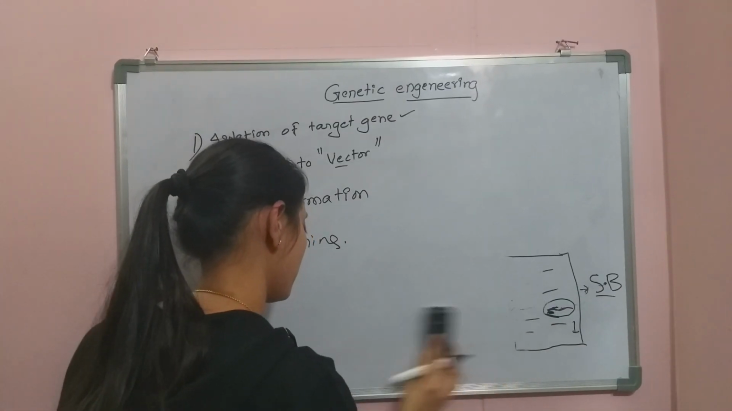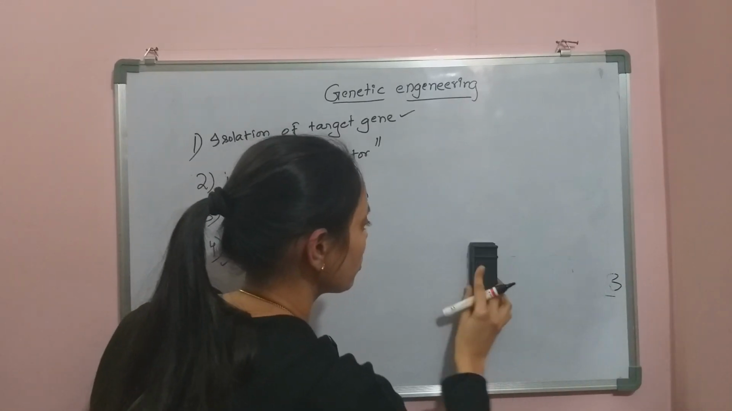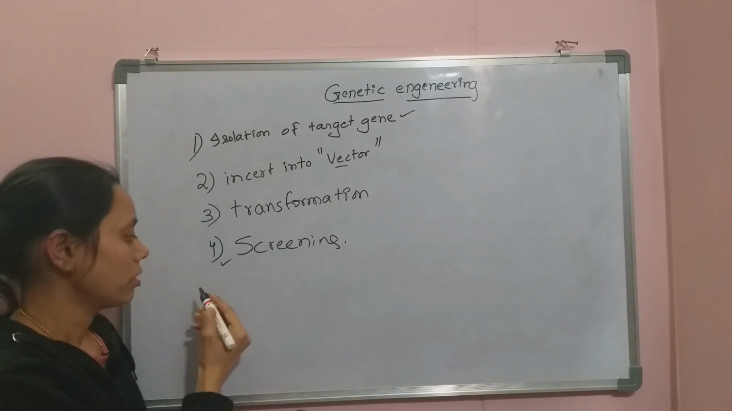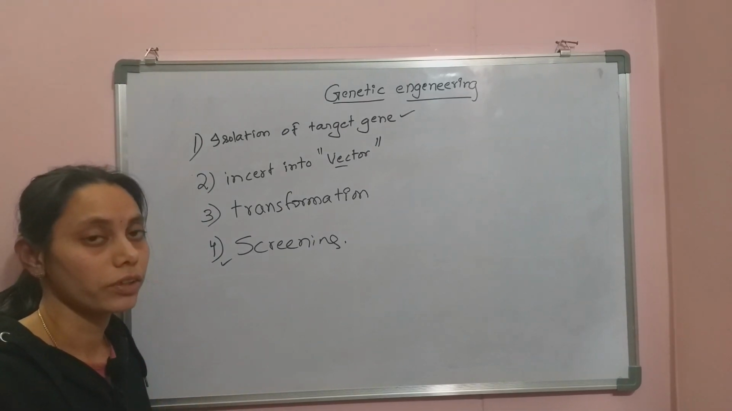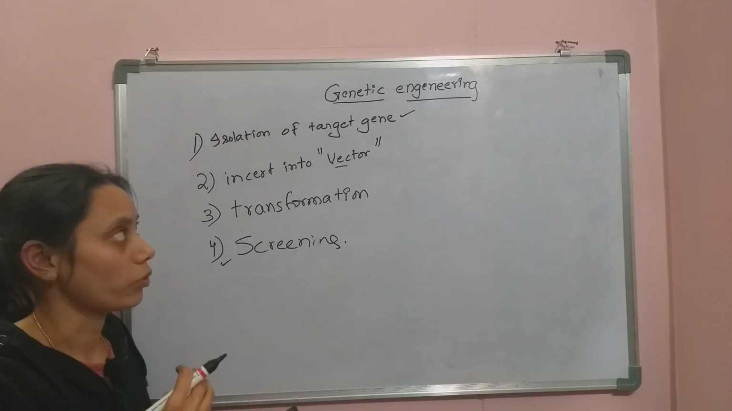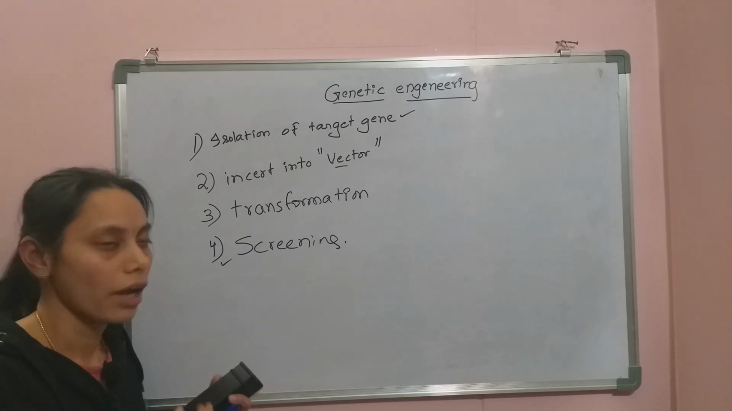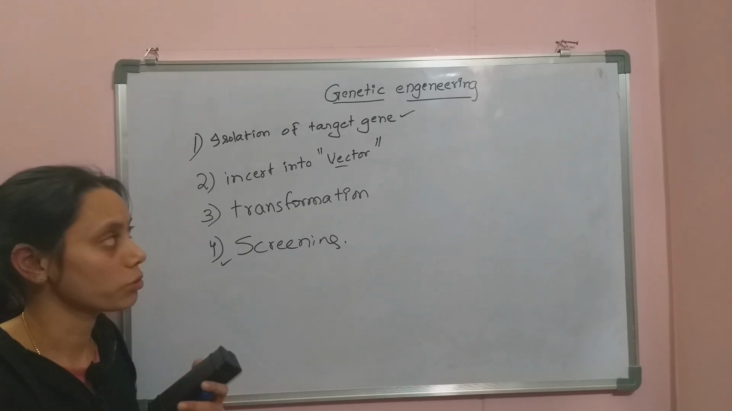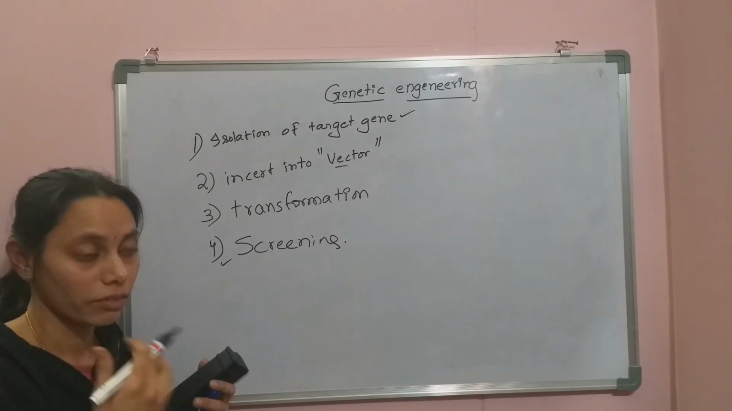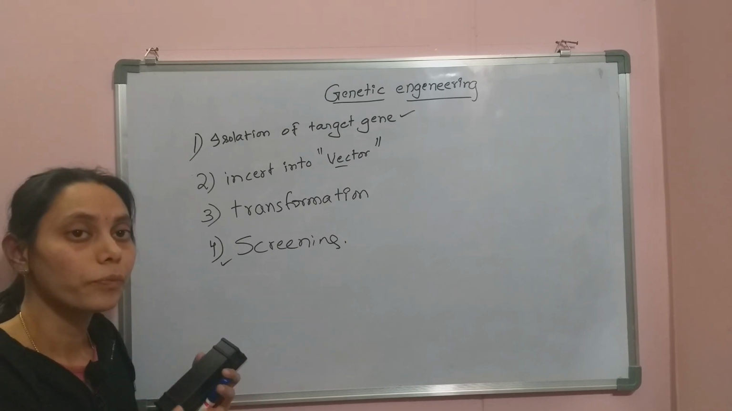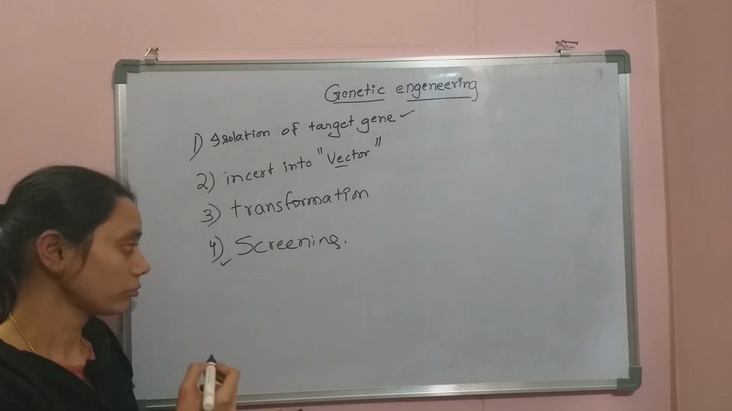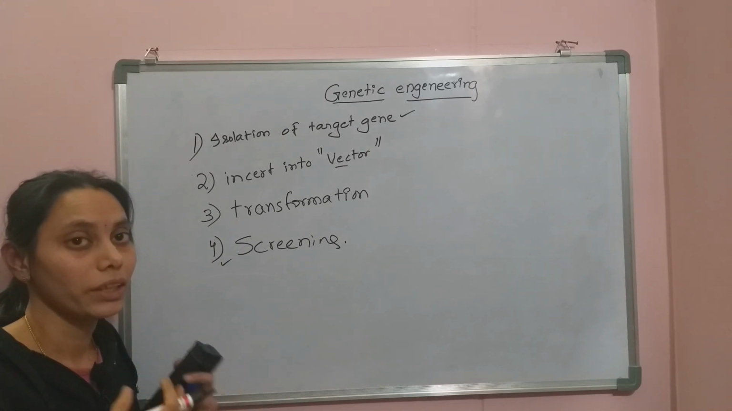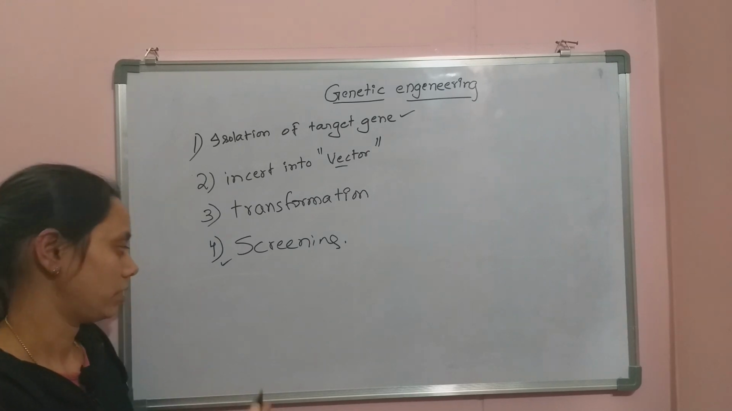So coming to the next step, insertion into a suitable vector. As we already discussed, we need to have a vector for transport. That means we already have the target DNA isolated. This target DNA needs to be inserted into a suitable vector so that the vector can transport this gene into the host cell. So for our target DNA to be stably transformed, the vector is needed.